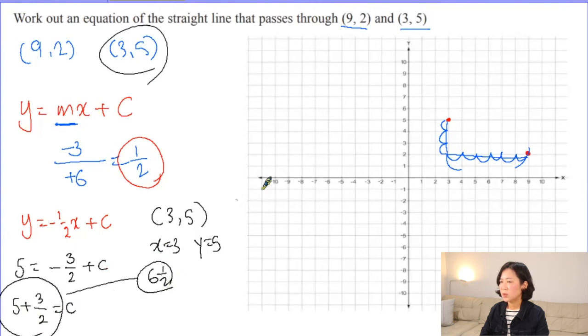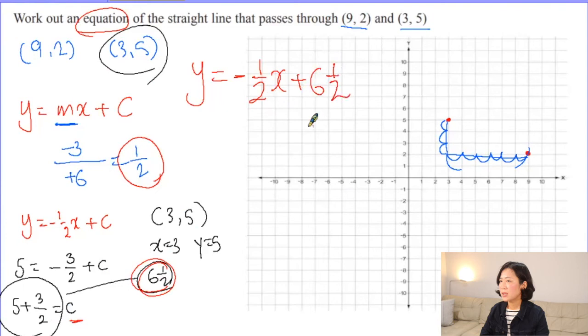Then let's change this into a mixed number. 5 plus 1 and a half gives you 6 and a half, right? So you add them together, and it gives you 6 and a half. Then that's your y-intercept. Our standard form of the equation, using the gradient and the y-intercept, is y equals minus half x plus 6 and a half. This is our equation.